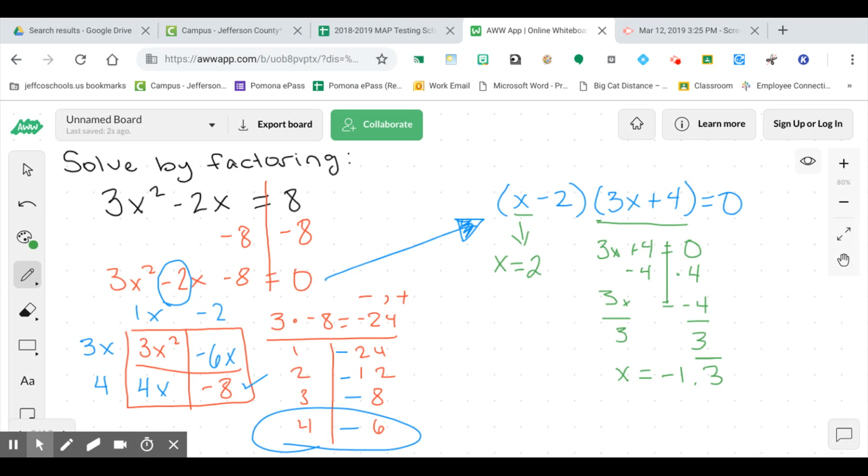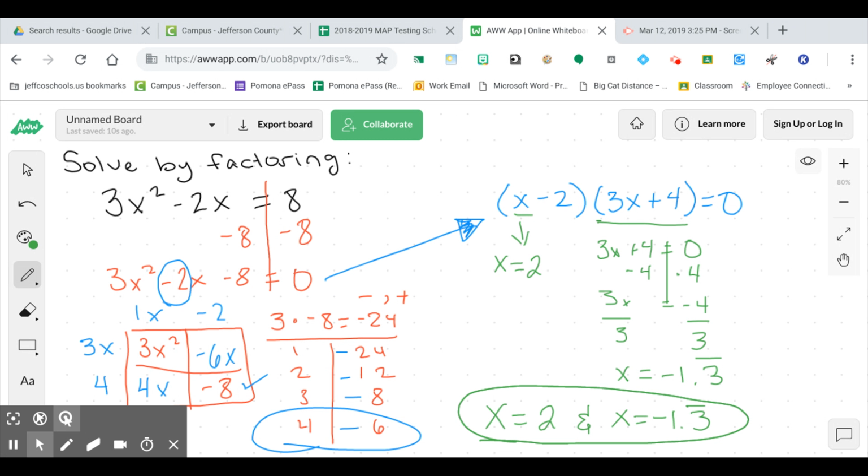Remember, the way you change a fraction into a decimal is by doing top divide by bottom. So your final answer for this problem is x equals 2 and x equals negative 1.3 repeating. Circle it and done.